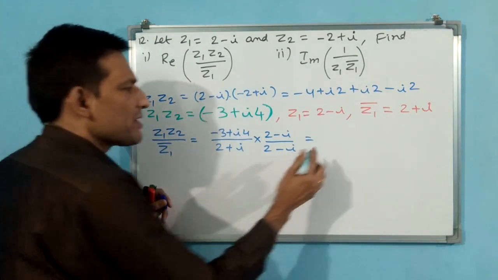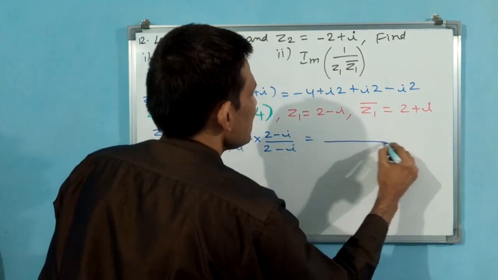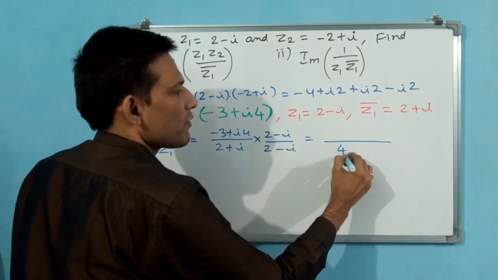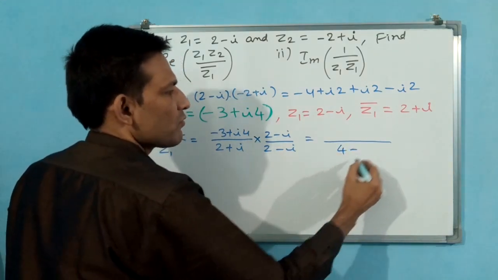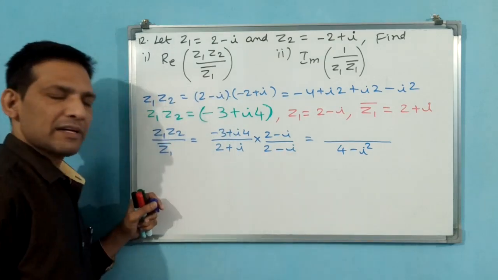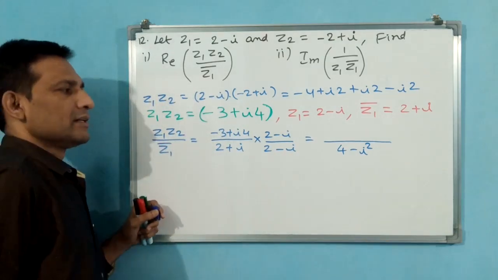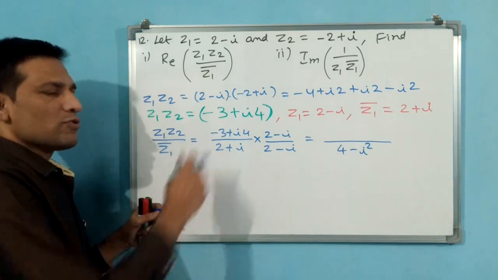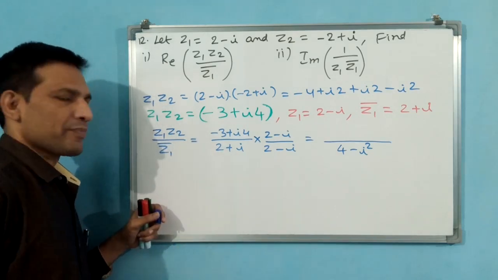Okay. See, the denominator we finish first. Why? Because the denominator is easy to finish. a square minus b square. a square 4 minus b square, i square into i square, that's all. Why? Because here only i1 is there, i into 1. a square minus b square. Okay? Now you go for the top, the numerator.